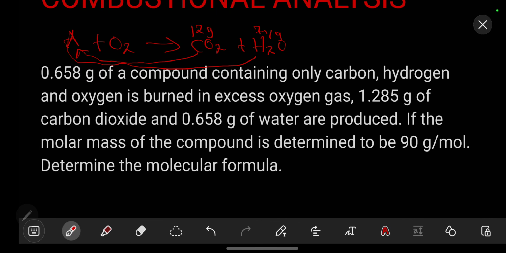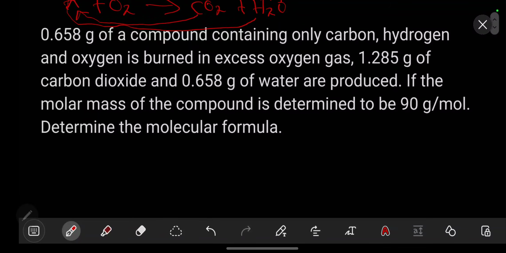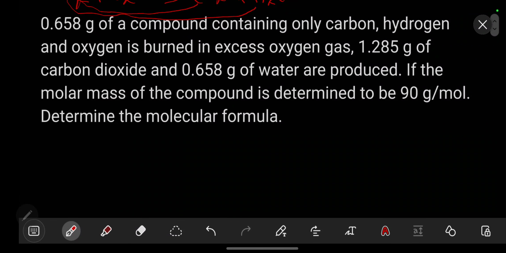Here we are first going to identify the compound. We are saying that it is made of carbon, with a subscript of, let's say, x. It also has hydrogen with a subscript, let's say y, and oxygen with a subscript of, let's say, z. This compound is burnt in oxygen to release carbon dioxide and water only.